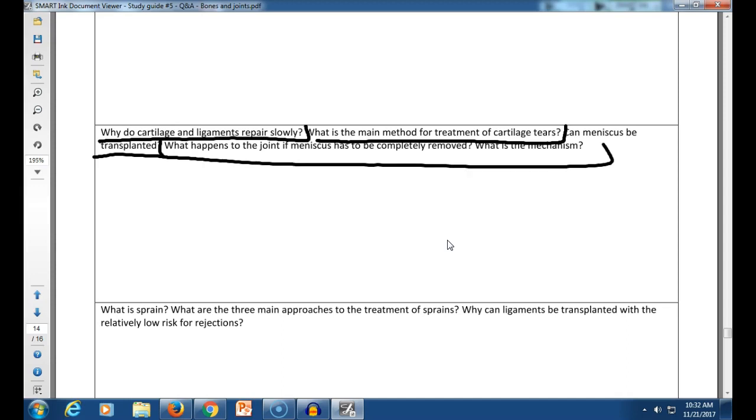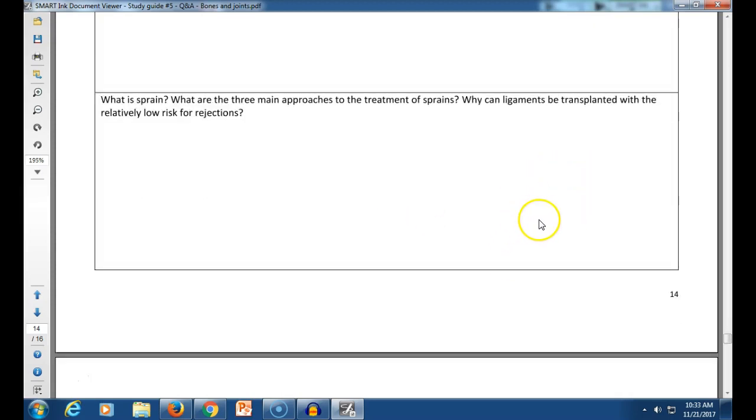If meniscus is gone, what happens to the knee joint? What's going to rub against each other? Bone ends, right? What's going to happen to the cartilage? It will wear away. Bone ends will be exposed to each other, start to get inflamed due to the damage, start to grow, and eventually the bones may fuse. That condition is called osteoarthritis. Very, very good.